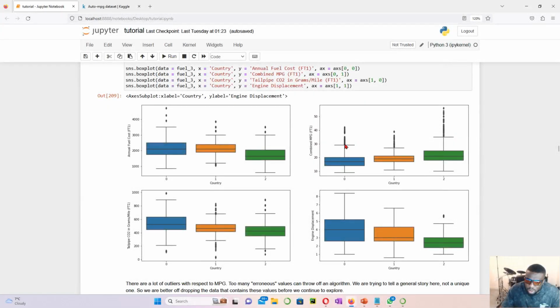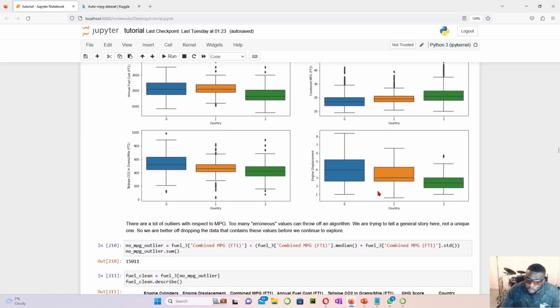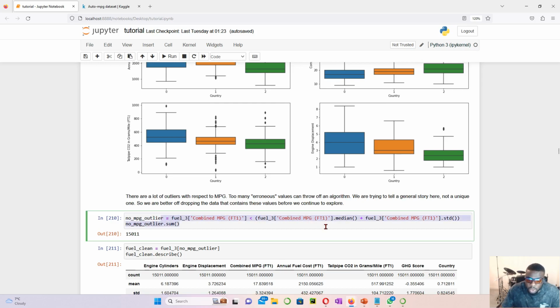Looking at the MPG, again, I can see that there are a lot of outliers. Now, if I want to do some regression on this, I don't want a lot of outliers that will skew my model, right? So I'm going to remove them. I just made a small function that said that if any MPG was less than the combination of the median plus the standard deviation, then get rid of it, right? And about 3,000 data points were lost, which is no big deal.